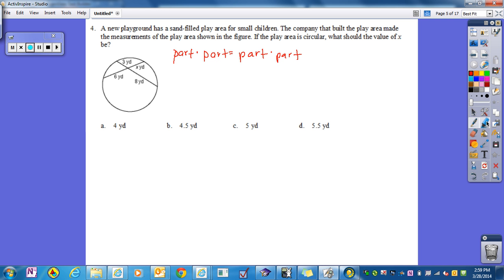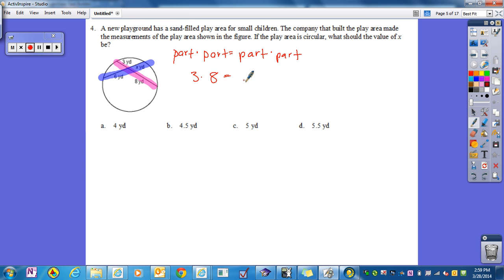So if I look here, I have one chord, has the values 3 and 8 on it, so I'm going to say 3 times 8 equals the two parts of your other chord, and my other chord has 6 and x on it.